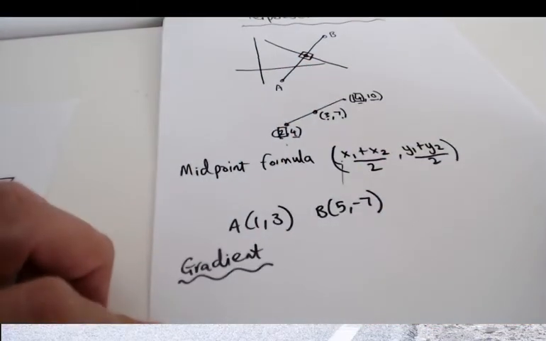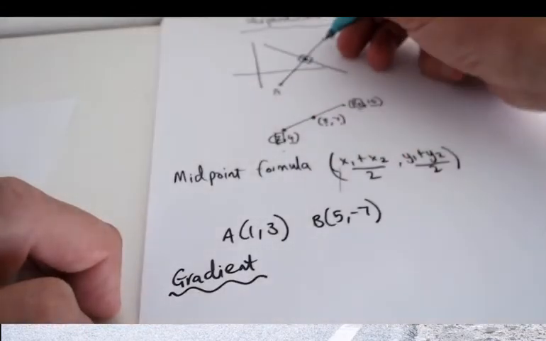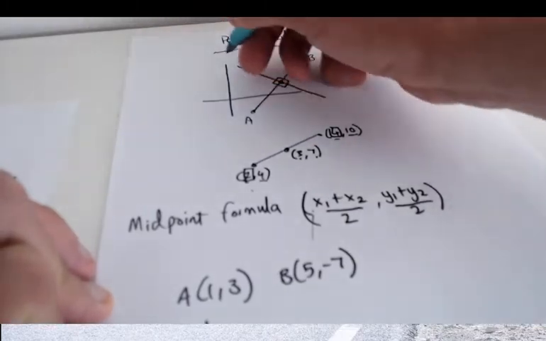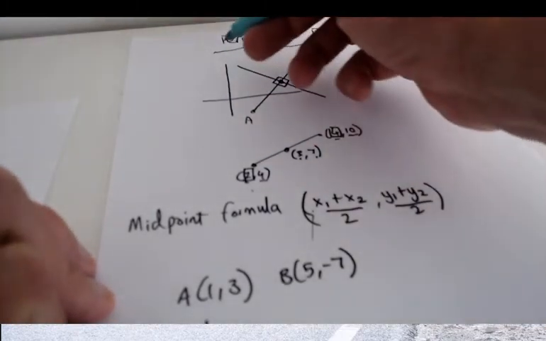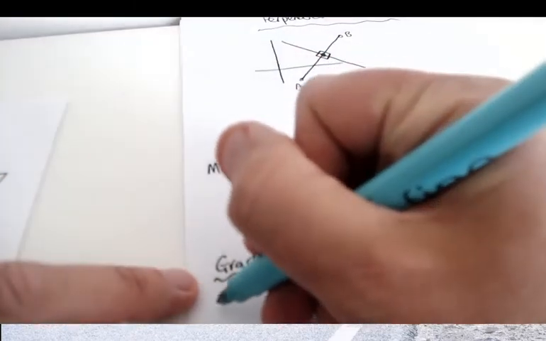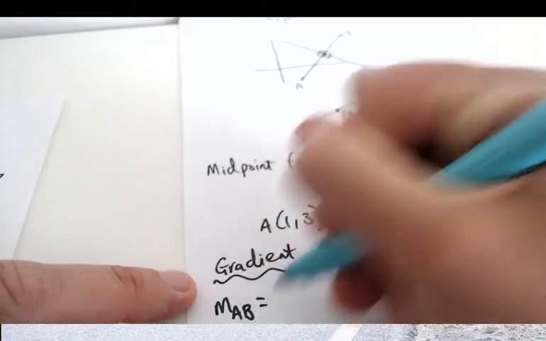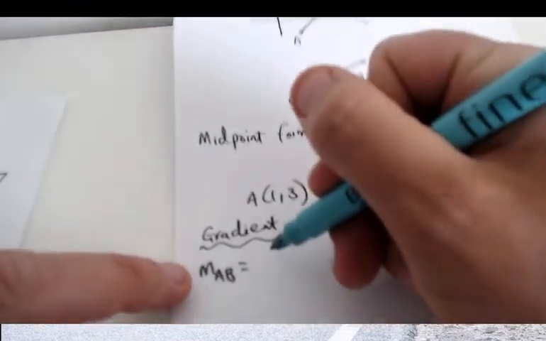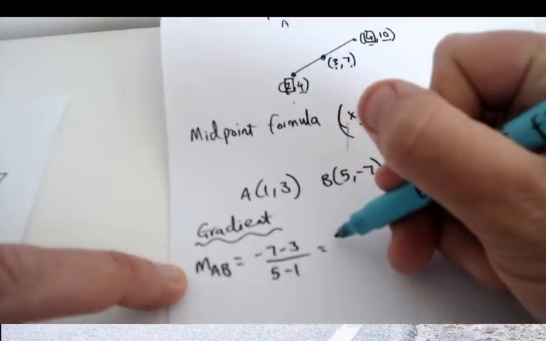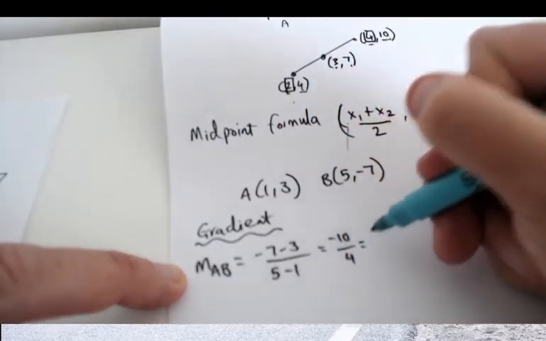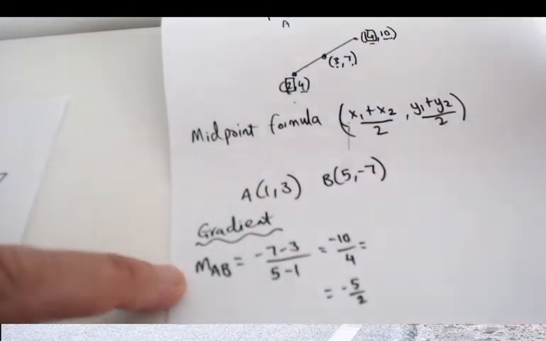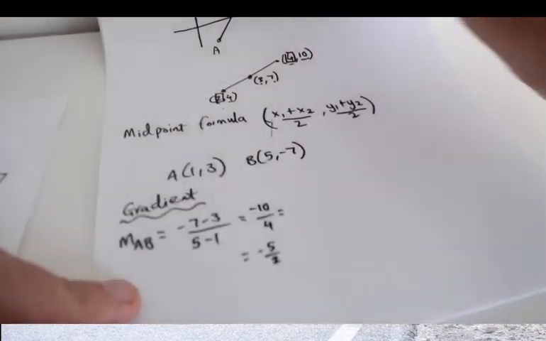Right, first of all for the gradient. Now remember, you've been told the points of this line and you're going to get the gradient of this line. It is a perpendicular gradient. So the first thing I need to do is find out the gradient of the line that's been given to me. So the gradient of AB. So that's going to be minus 7 take away 3 over 5 take away 1, which will be minus 10 over 4. And if I simplify that down a little bit, that will give me minus 5 over 2. So that's the gradient of the normal line.